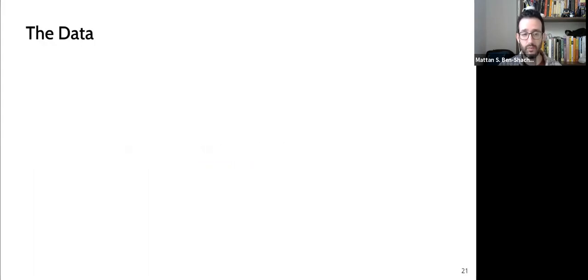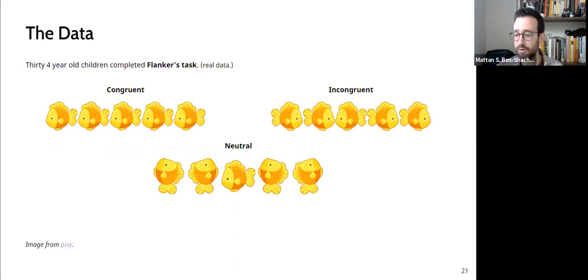So our data is data from 34 four-year-old children. That is, 4-year-olds, there are 30 of them, who completed a Flanker task. So they have to say what direction the central fish is pointing. We have a congruent condition where the central fish and the other ones are pointing in the same direction, the incongruent condition where they're pointing in different directions than the central fish, and the neutral condition where I guess the fish are, I don't know, I can't think of a happy situation where fish are pointing up, but okay.